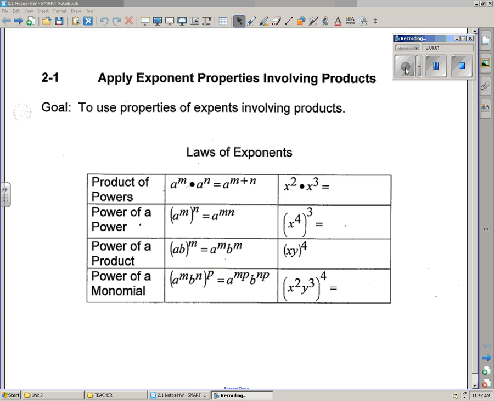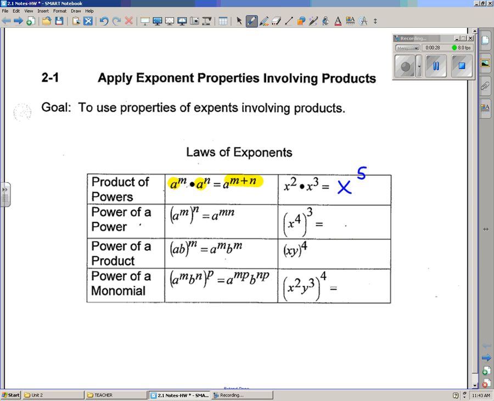This lesson is about exponents. The laws of exponents that you should know, hopefully are familiar with, but we'll review them as well. One is called the product of powers. So basically, if you have the same bases, like we do here, a to the m being multiplied by a to the n, we've got the same bases. If the bases are the same, all you need to do is add the exponents. So x to the second times x to the third is really just x to the fifth.